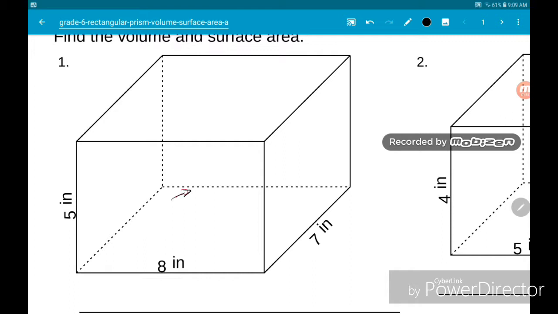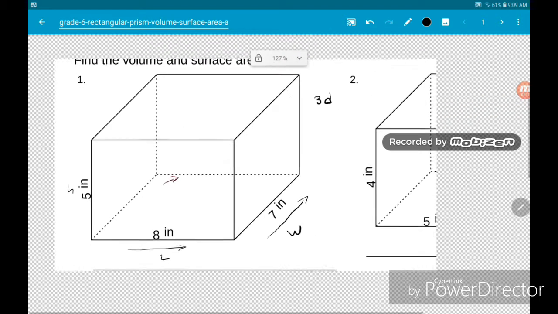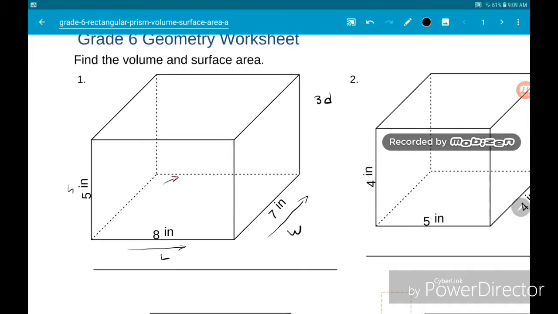This is what we call three-dimensional. The 3 dimensions are length, width that form the base, and the height is how tall it is. So it's length, width, and height. And it's 3D. There are 2 things you're finding in this problem. You're going to find volume.